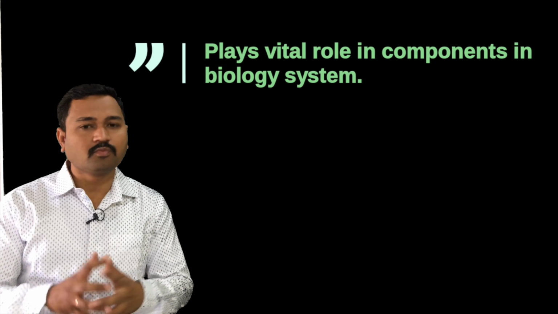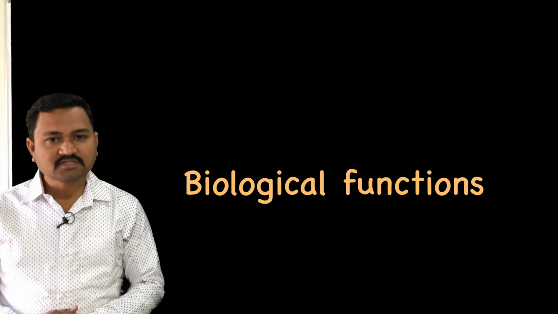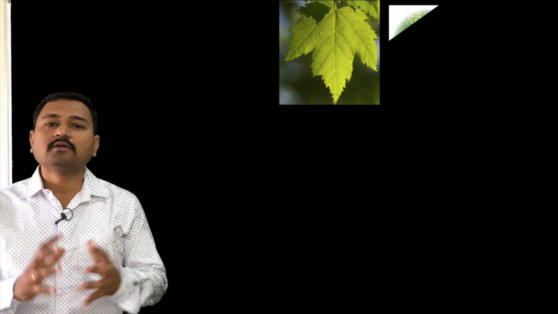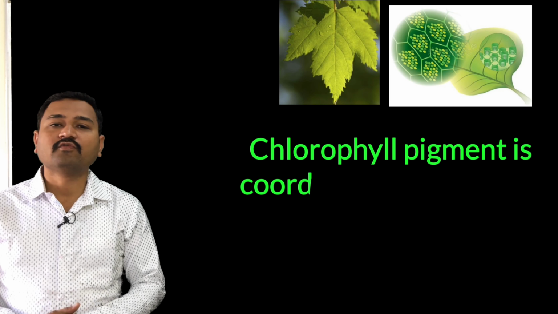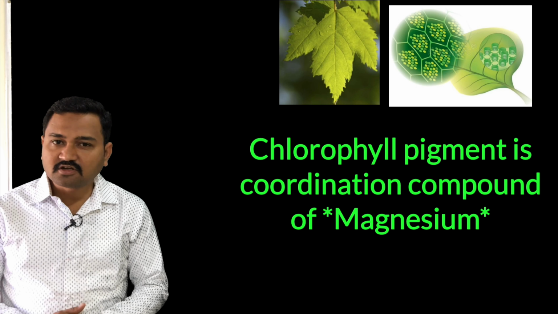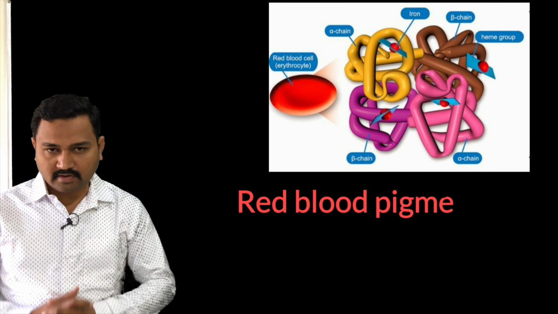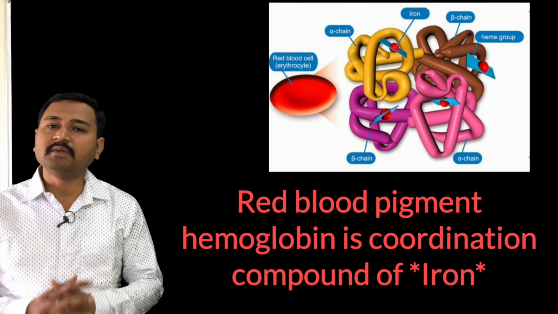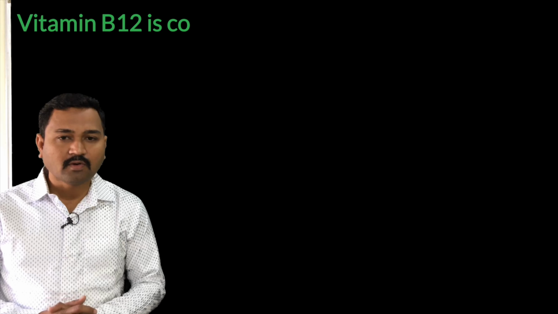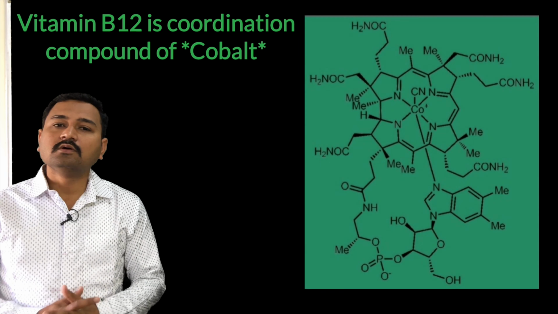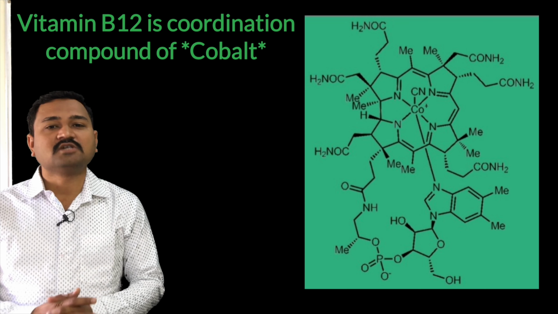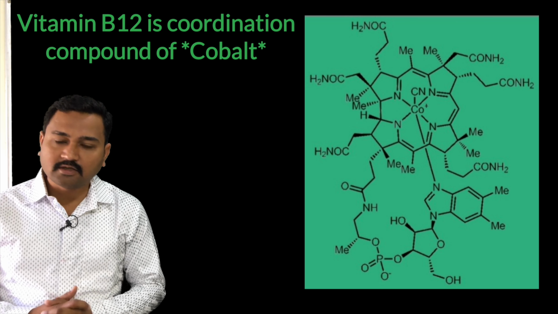Coordination compounds are widely distributed in plants and animals where they play many important biological functions. For example, in the photosynthesis process in a plant, the chlorophyll pigment is present, and that chlorophyll pigment consists of a coordination compound of magnesium metal. Again, we know that the red blood pigment is a coordination compound of iron. Again, we know that vitamin B12 is a complex compound of cobalt. So, this is the important role generally played in plants and animals by coordination compounds.